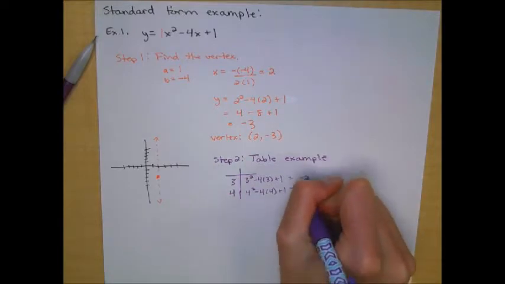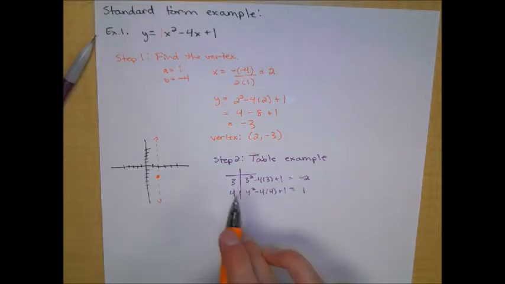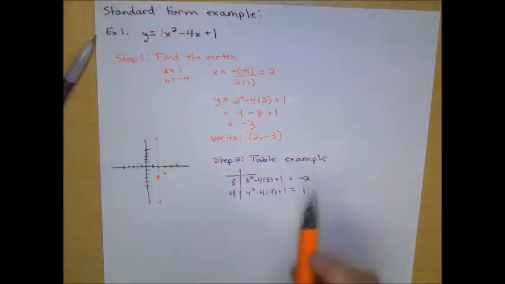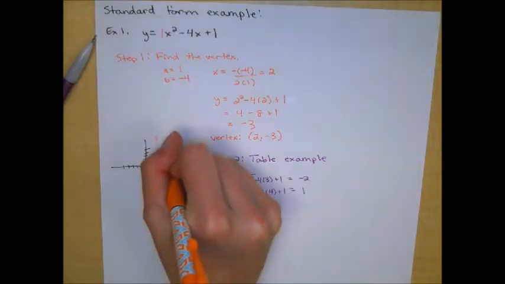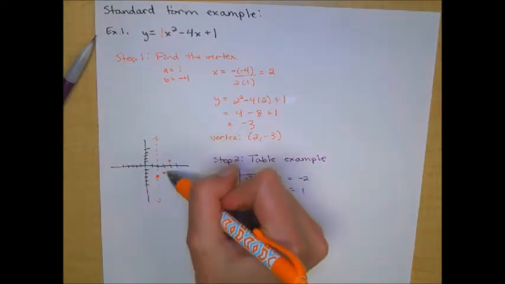I get negative 2, positive 1. Let's go ahead and graph those. 3, negative 2. 4, 1. So it looks like we have half of our parabola here.